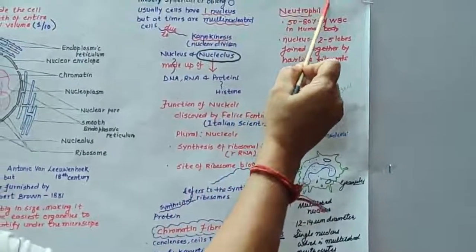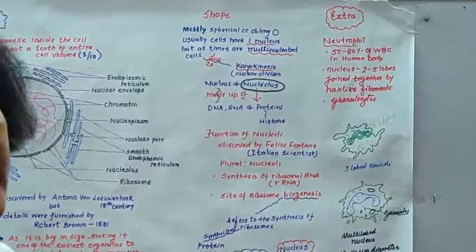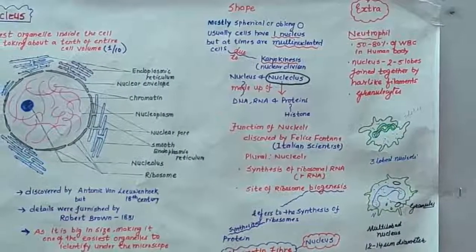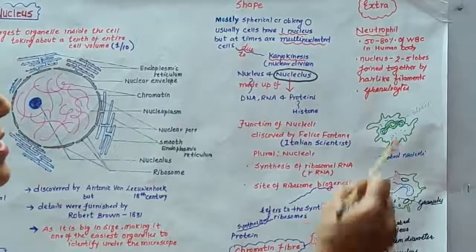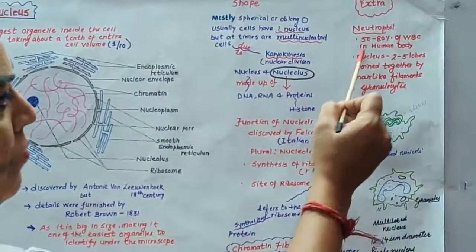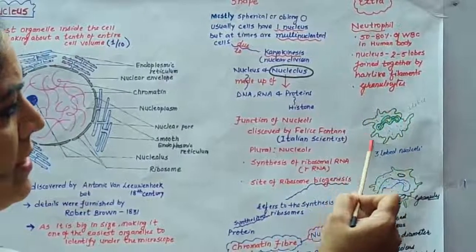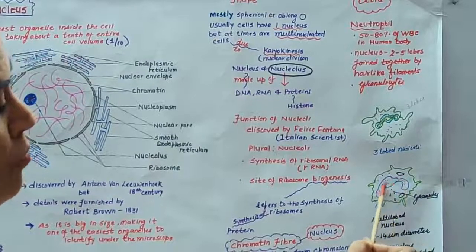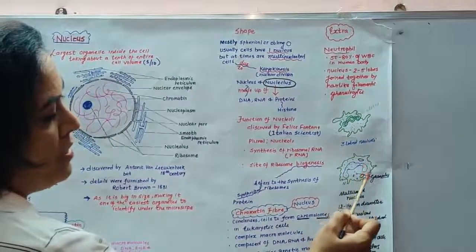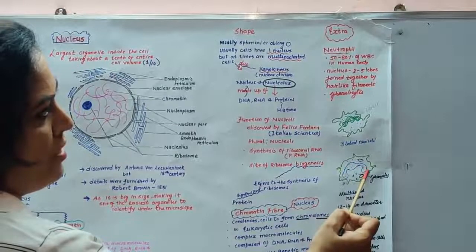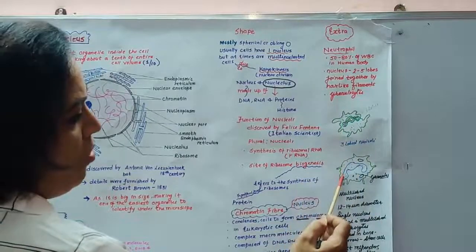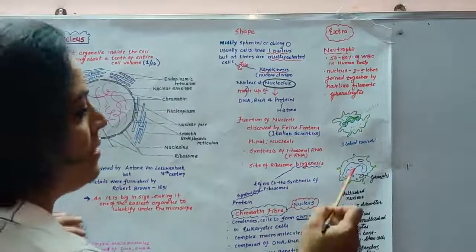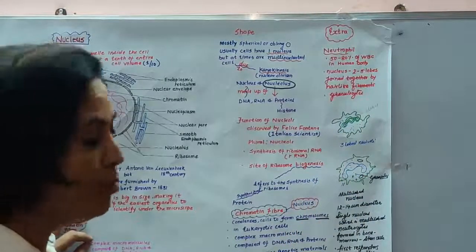Now neutrophil is present in white blood corpuscles or WBC in the human body. 50 to 80% of WBCs are neutrophils. Now this is the diagram of a neutrophil. You can see the nucleus is lobed. There are 3 lobes: 1, 2, 3. The lobes are connected with hair-like filaments, and this cell has granules.